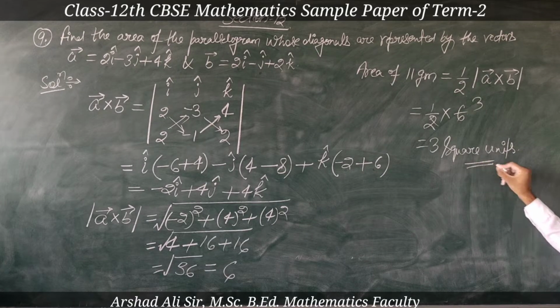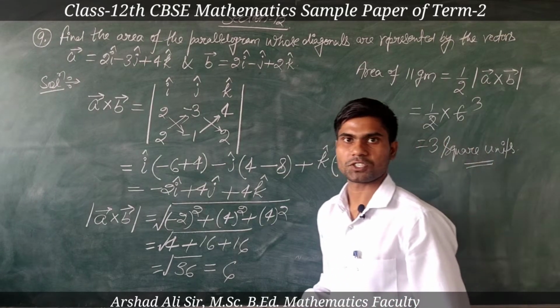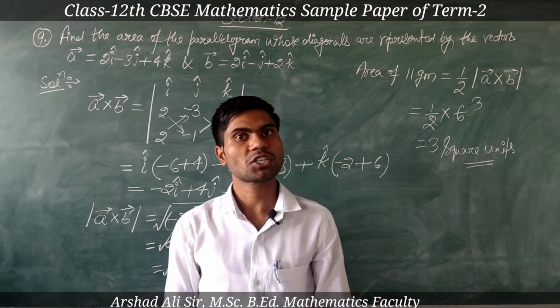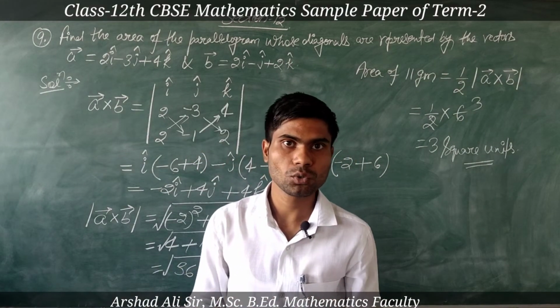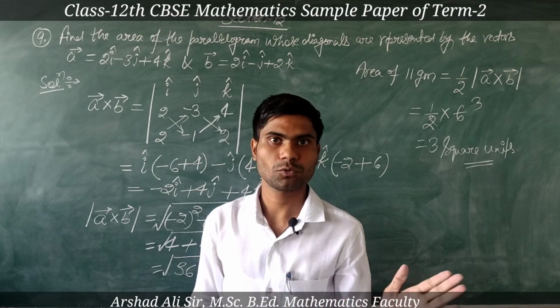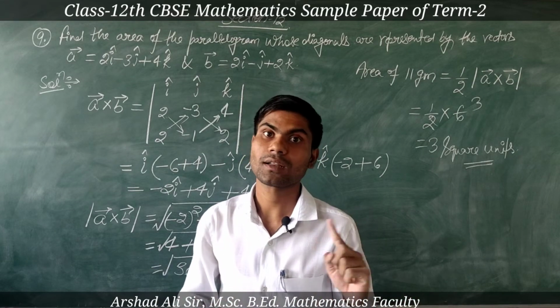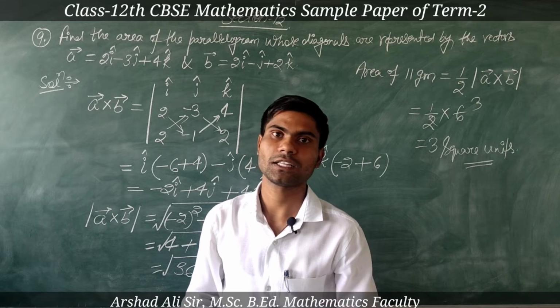3 square units will be the answer of this question. And my dear student, in question number 9 you have given 2 choices. You can select any one of the questions. So now we will solve another question which is given in the 9th question.